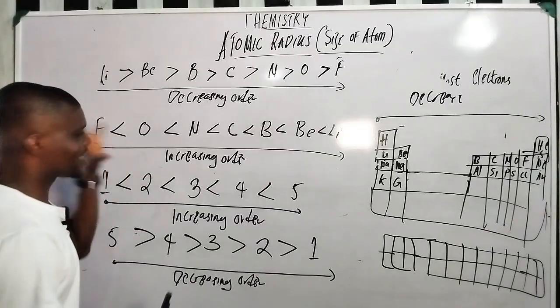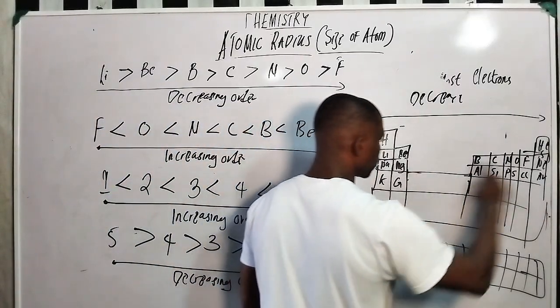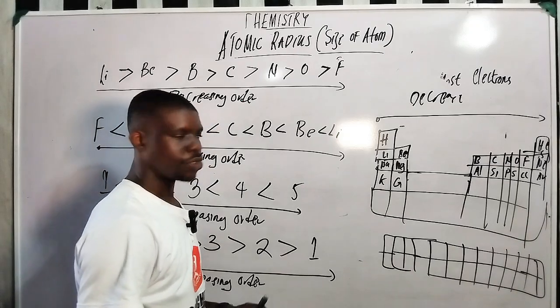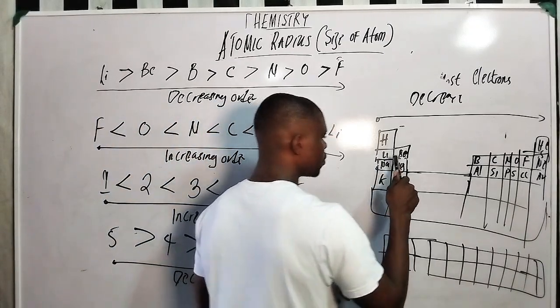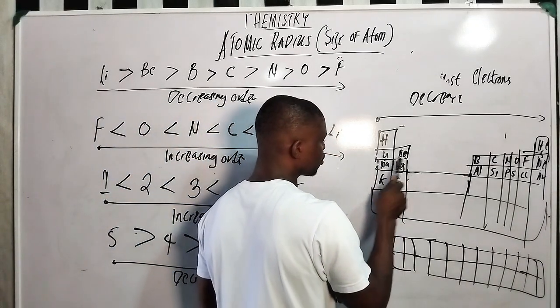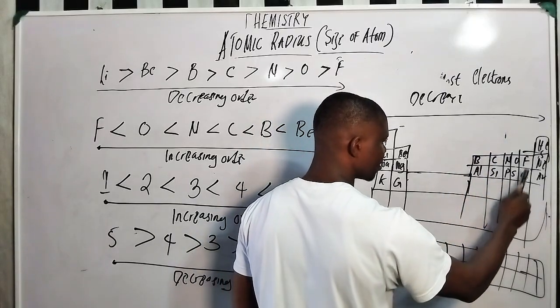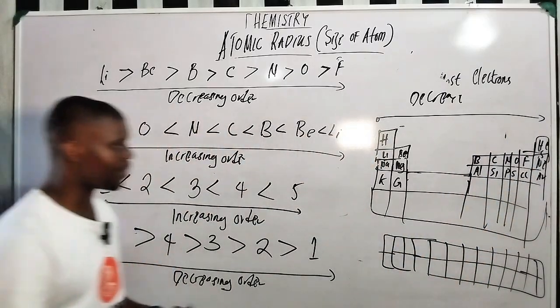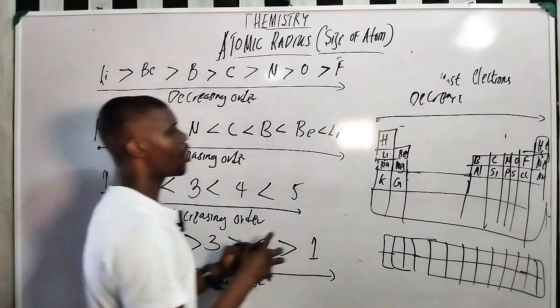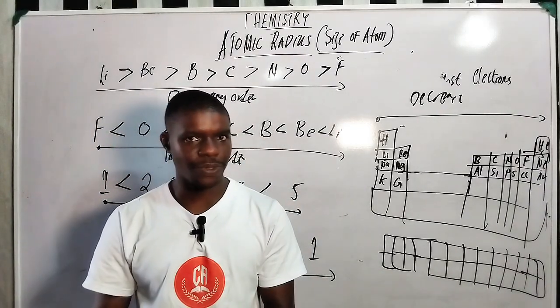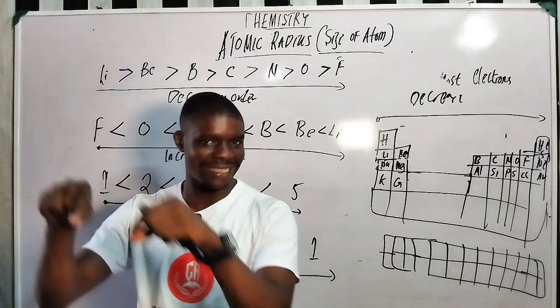The same thing applies to period 3 and period 4, just as the same thing applies to sodium, magnesium, aluminum, silicon, phosphorus, sulfur, chlorine. So this is it for across the period. Now let's look at down the group, the atomic radius down the group.